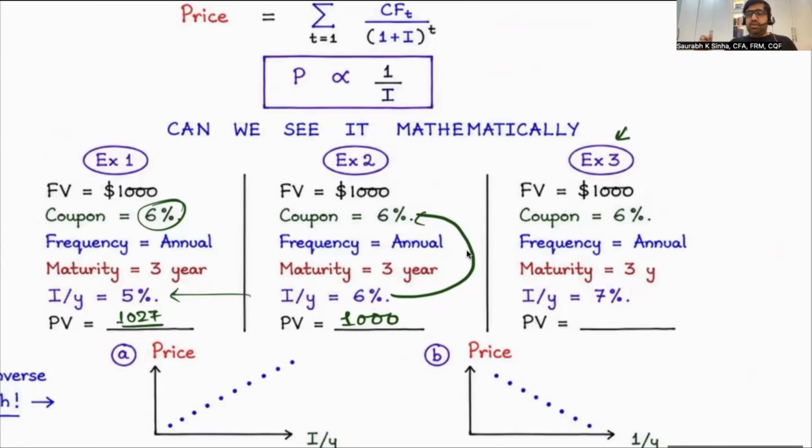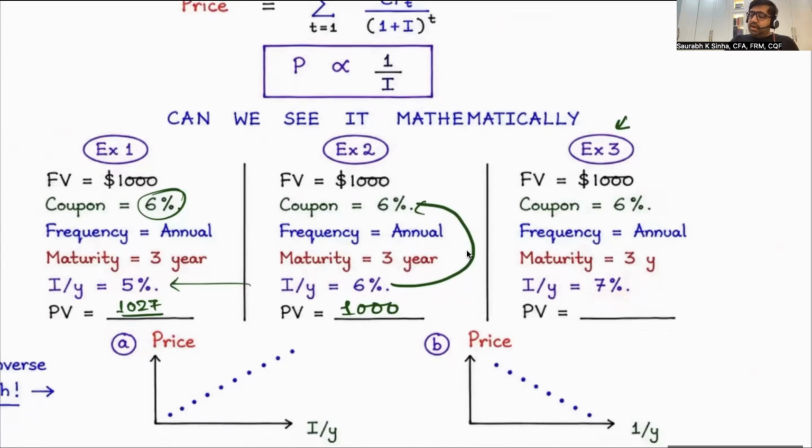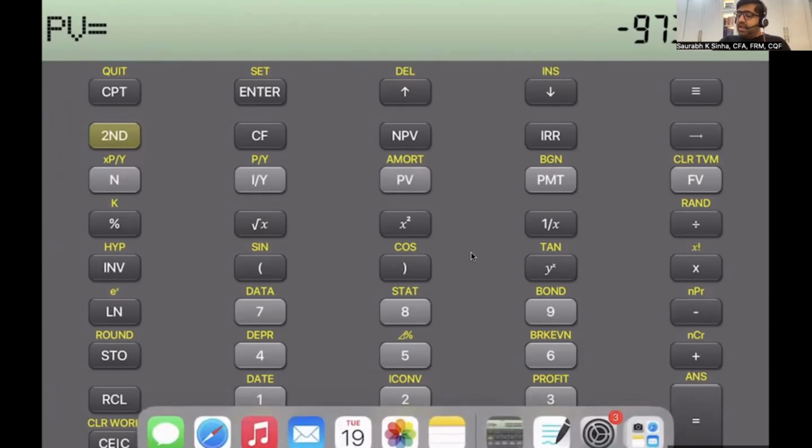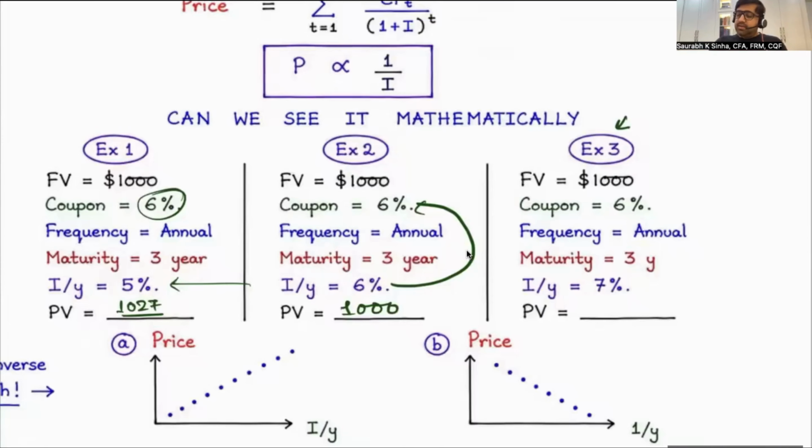So in the BA II Plus calculator, I'm going to change what? I/Y. So see, I will change I/Y to 7, compute PV: 973.75. This is the value of the bond.